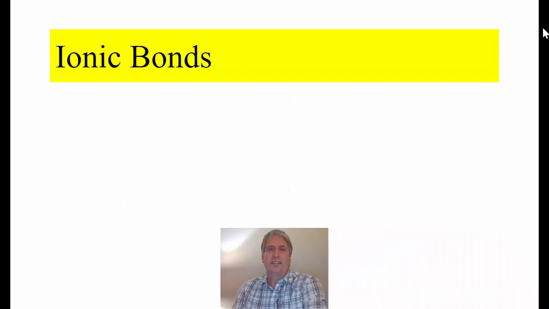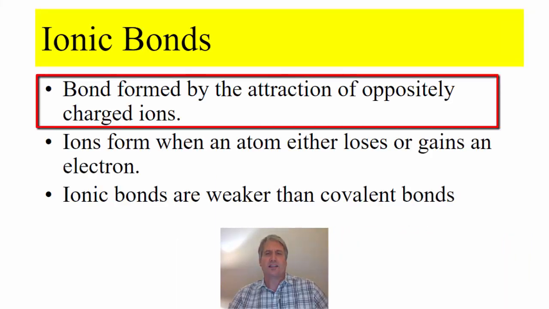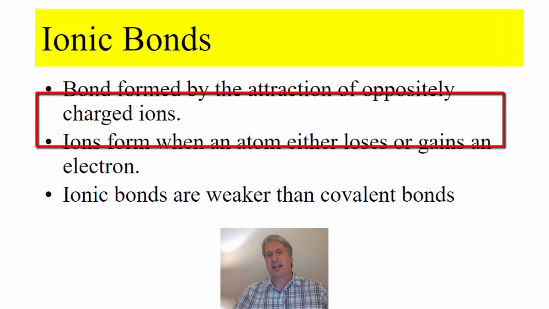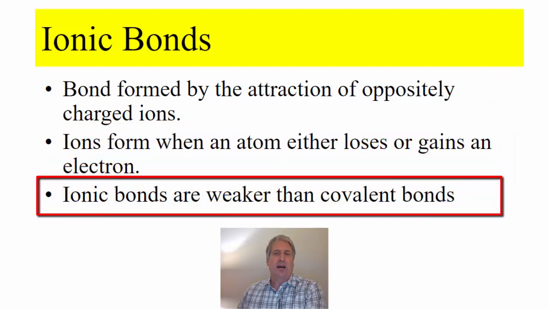Now let's turn our attention to ionic bonds. Ionic bonds form by the attraction of oppositely charged ions. Ions form when an atom either loses or gains electrons. Ionic bonds are much, much weaker than covalent bonds. There is no sharing of electrons in the formation of ionic bonds.